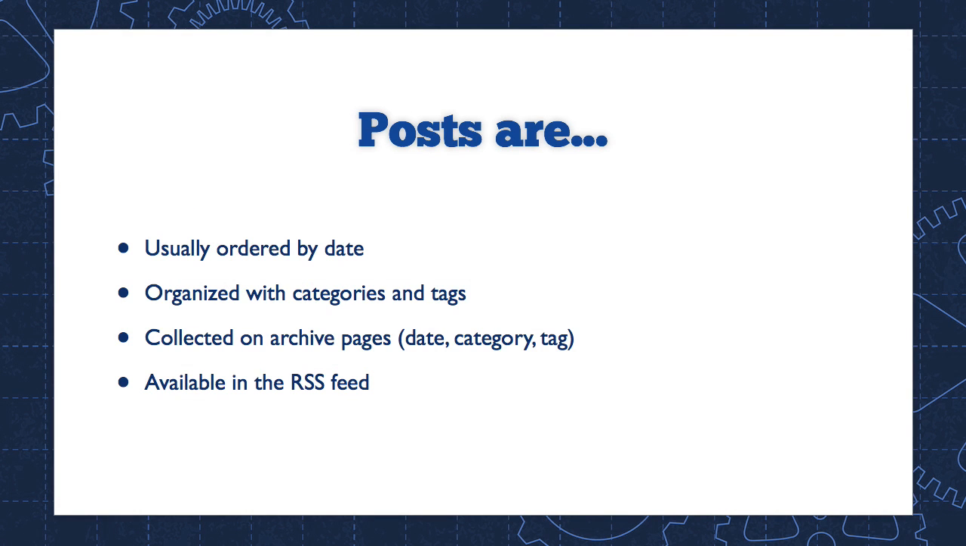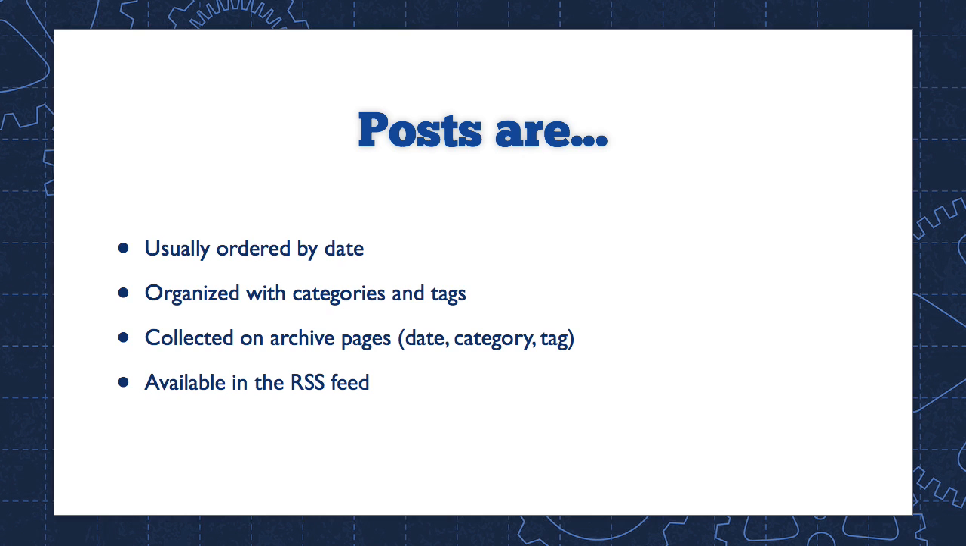Posts are primarily date-driven. By default, when posts are displayed on a page, they will be displayed in descending date order. They're organized with categories and tags. That is, when you create a post, you can put it into one or more categories and give it one or more tags. Those category and tag assignments will be collected on an archive page.